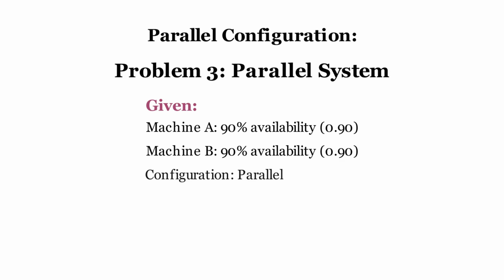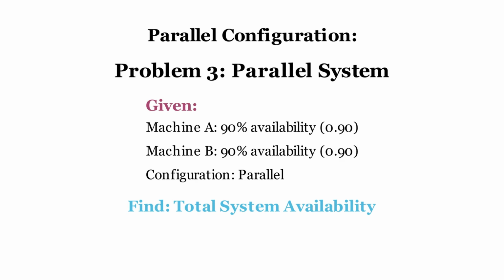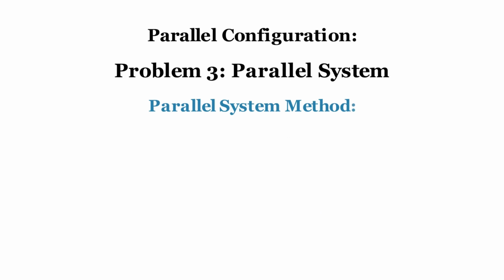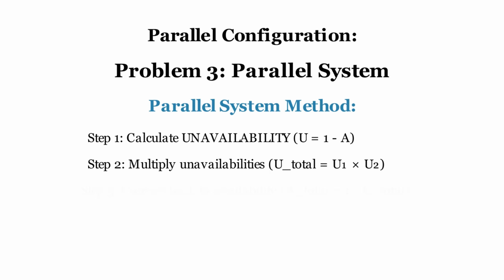Given, machine A has availability of 90% or 0.90, machine B has 90% or 0.90, configuration parallel. Find total system availability. Here's where it gets interesting. For parallel systems, we can't just multiply availabilities. We need a different approach.